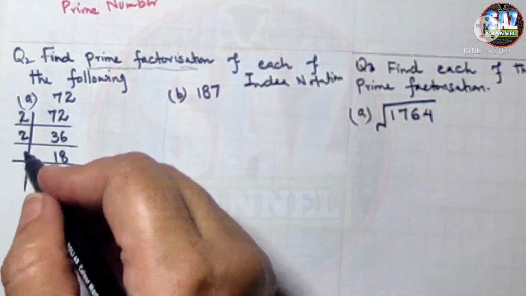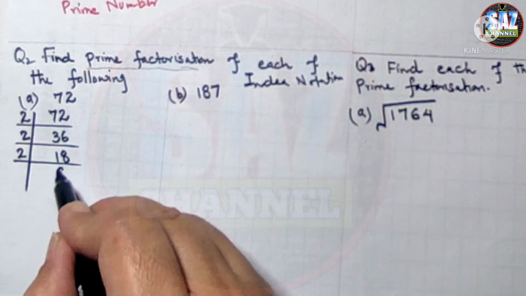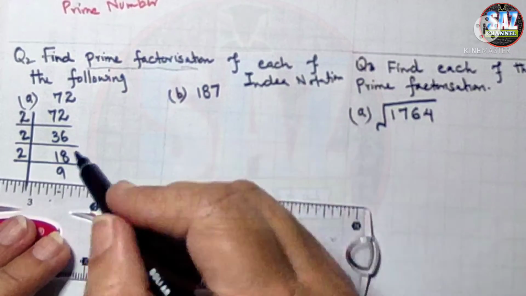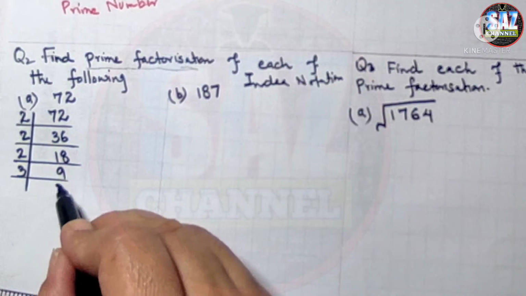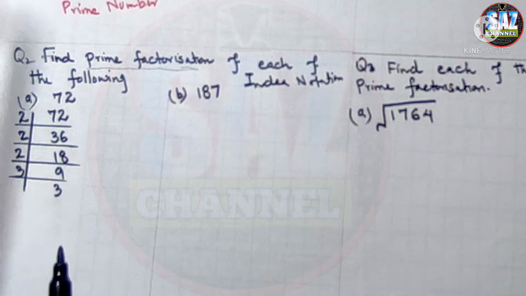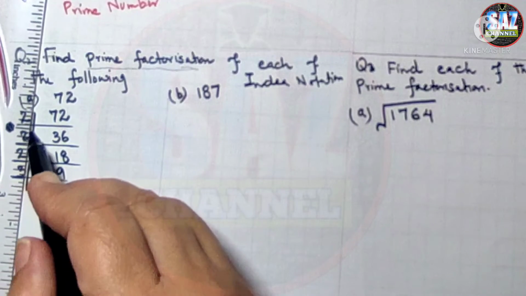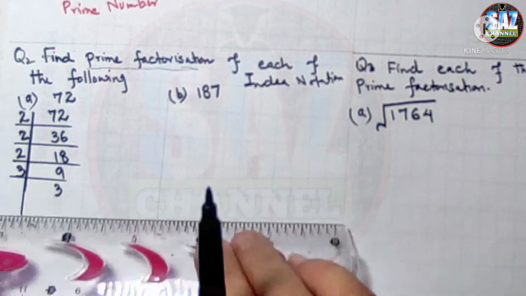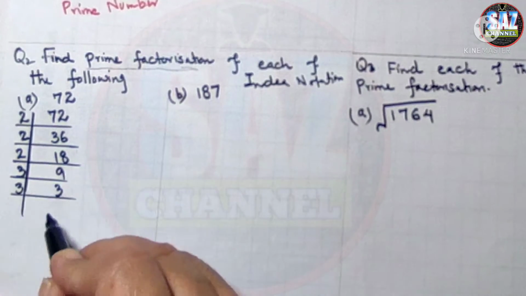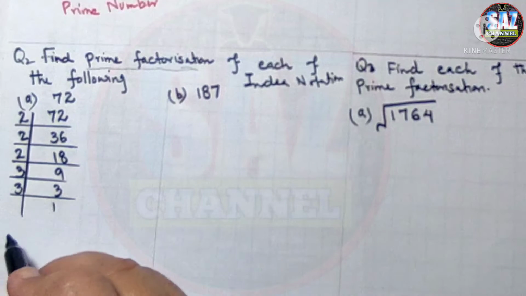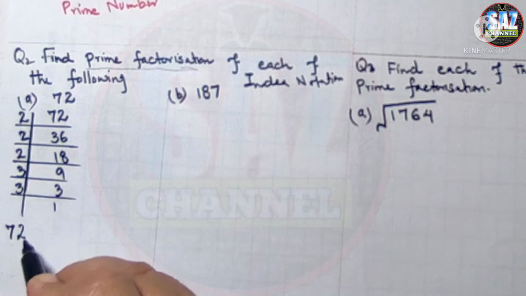2 9s are 18, and then you can see, students, that I'm not picking up the factors abruptly. I'm going in sequence. Okay, 3, and then 3 how many times is 9? 3 3s are 9. And then 3 1s are 3, and I have to complete the working here.